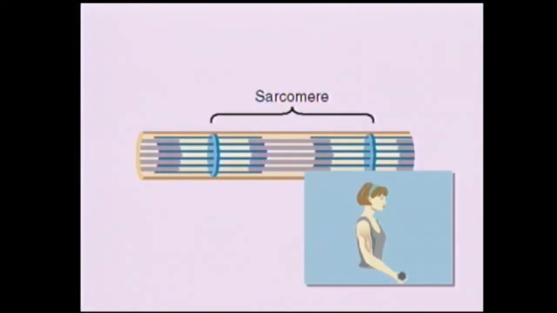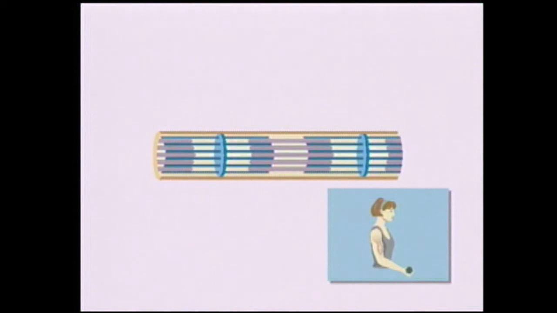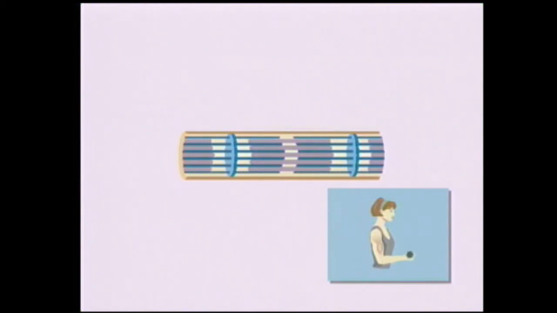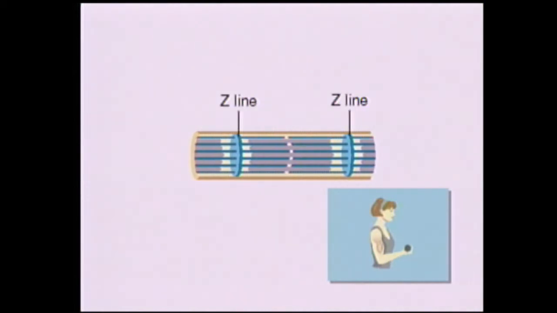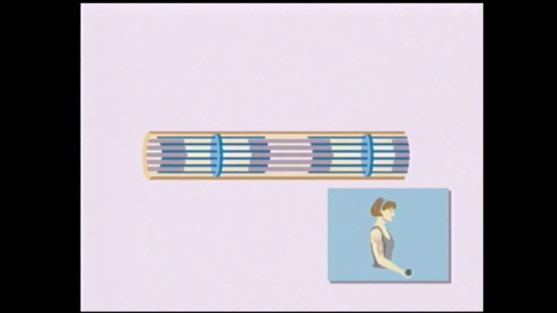Now think about the sarcomere. When the muscle is relaxed, the free ends of the thin filaments are far apart. The Z-lines are also far apart. As the muscle contracts, the thin filaments are pulled toward the middle of the sarcomere until the thin filaments almost completely overlap the thick filaments. The Z-lines are pulled together, shortening the sarcomere. As a result, the muscle shortens. When the muscle relaxes, the sarcomere lengthens again.